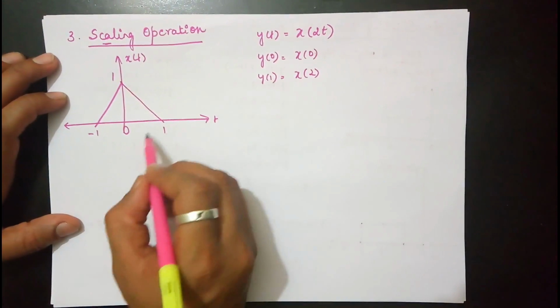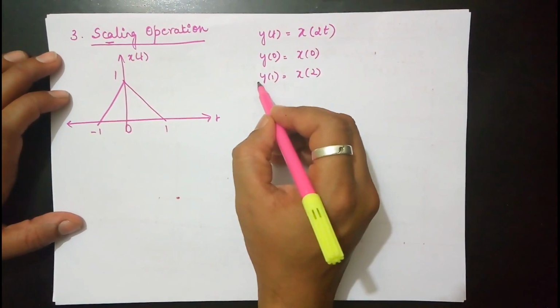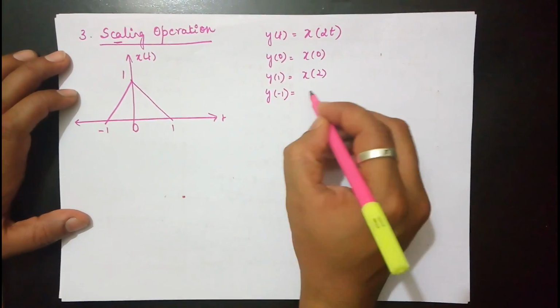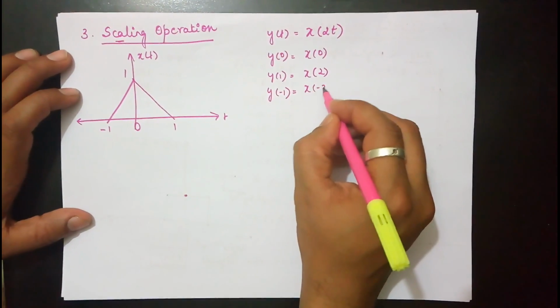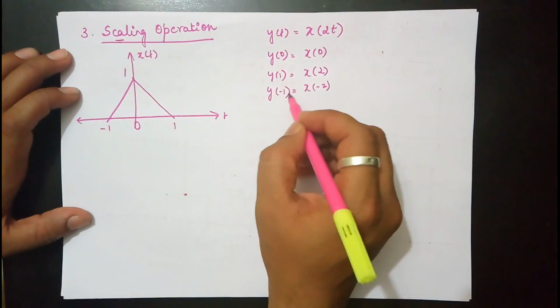Right? Do I have a waveform at x of 2? No. So I shall stop the iteration here. Now y of -1 is x of -2. Do I have a waveform at -2? No. I shall stop it here.